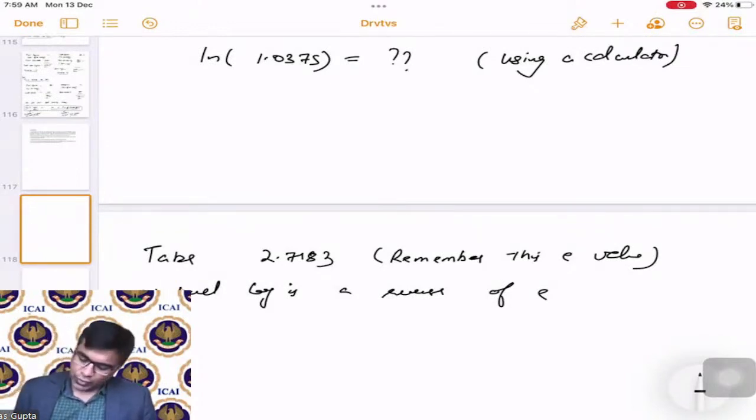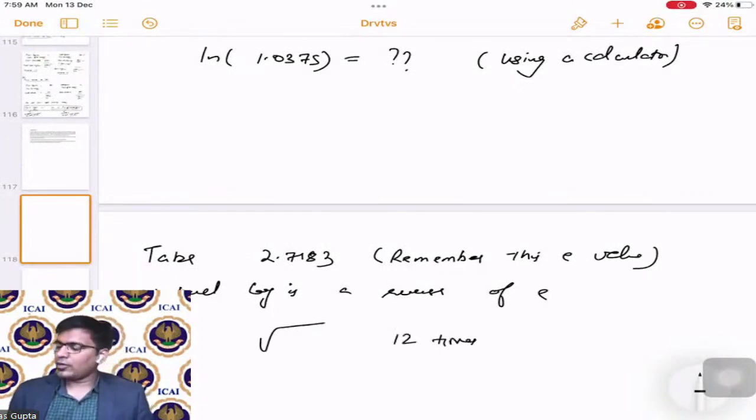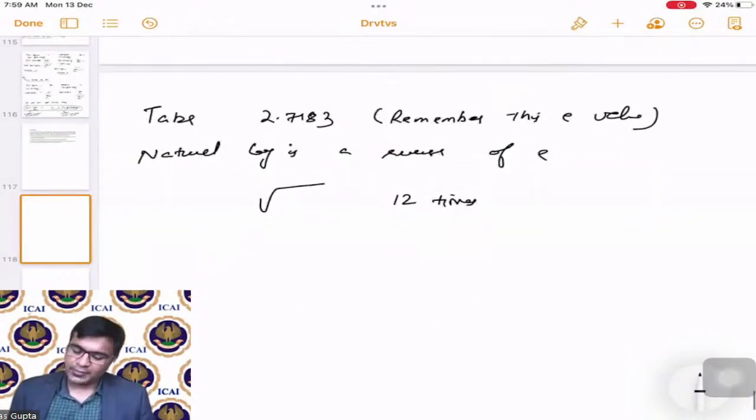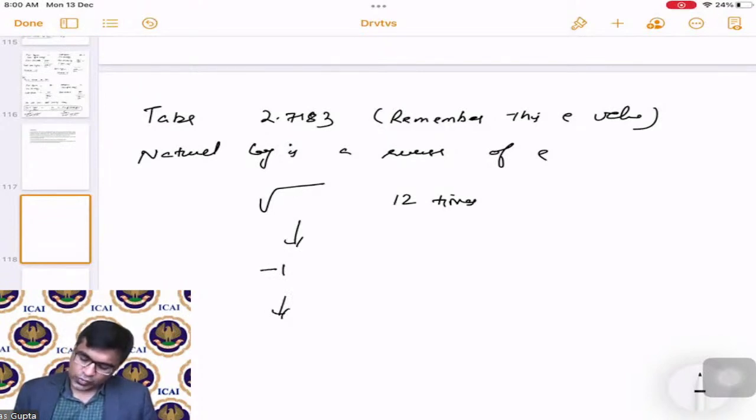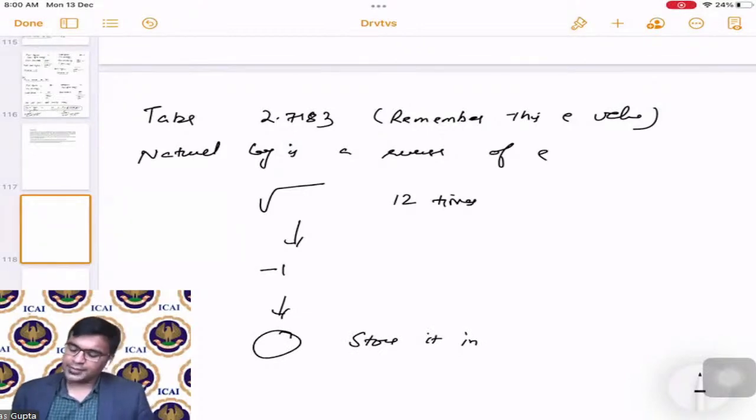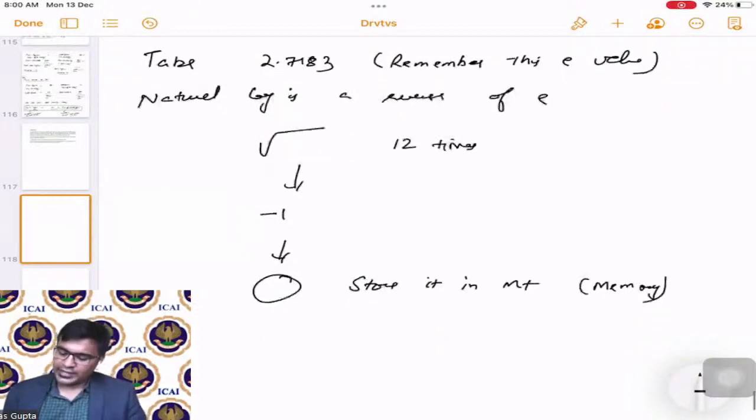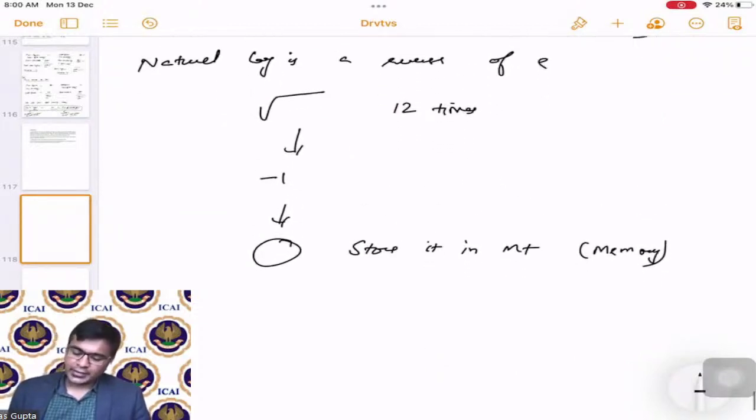Okay, we have to do a square root 12 times. Now, students, on your calculator there is a square root option already, correct? So press that square root 12 times after putting 2.7183. Then whatever value comes out, subtract 1 from that. Finally, whatever the value is, store it in M plus, which is the memory. So you can just store it into the memory.